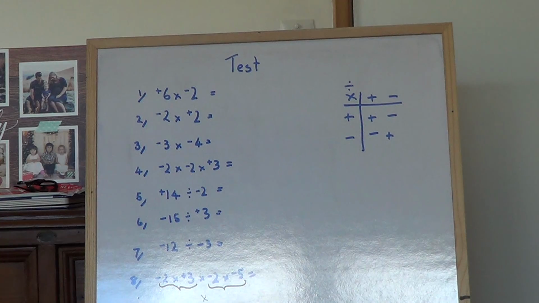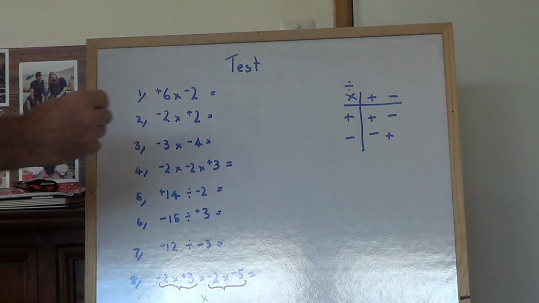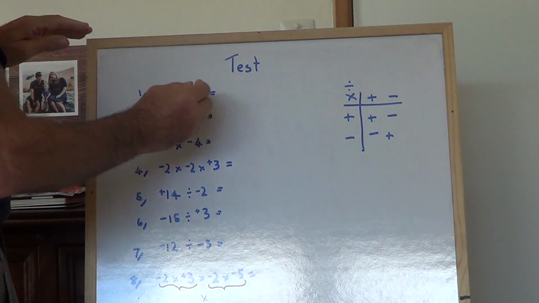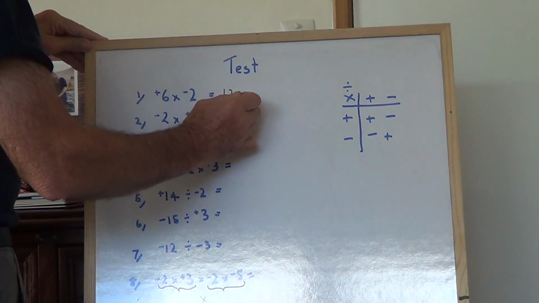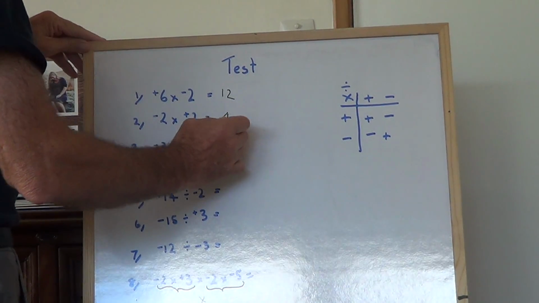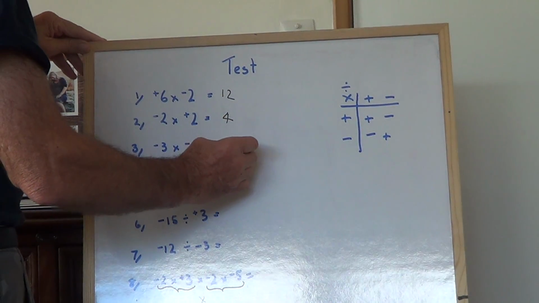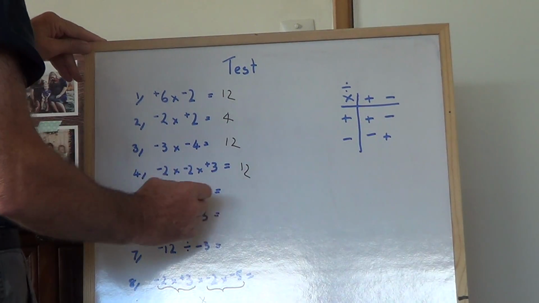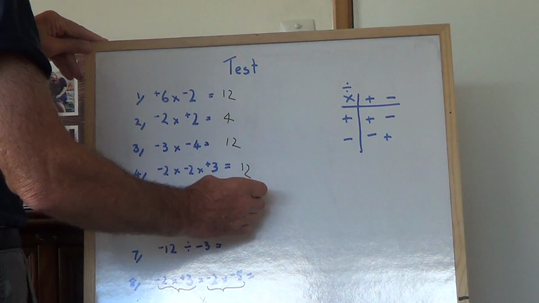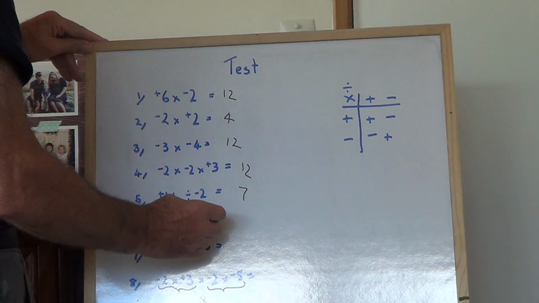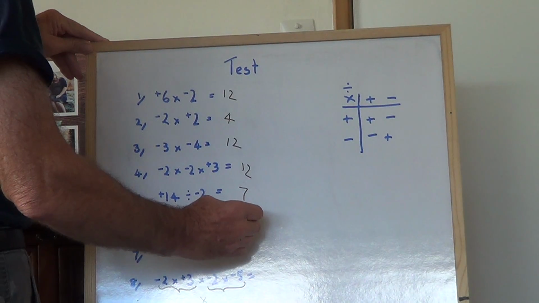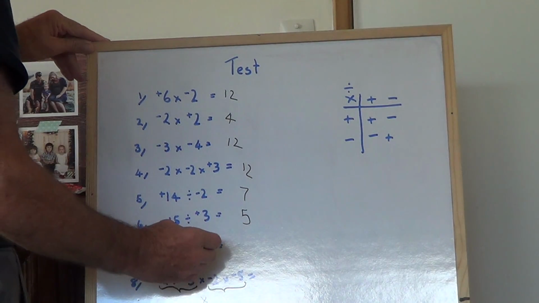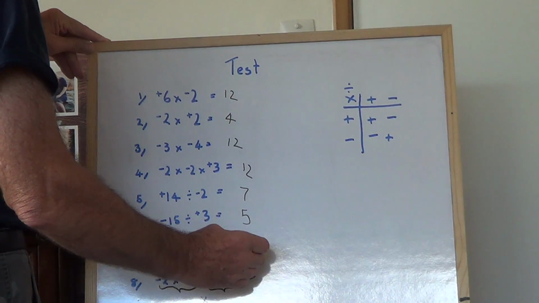Right, now I'm going to do the answers. Here they are. So we just go through. 6 times 2 is 12. 2 times 2 is 4. 3 times 4 is 12. 2 times 2 is 4, times 3 is 12. 14 divided by 2 is 7. 15 divided by 3 is 5. 12 divided by 3 is 4.